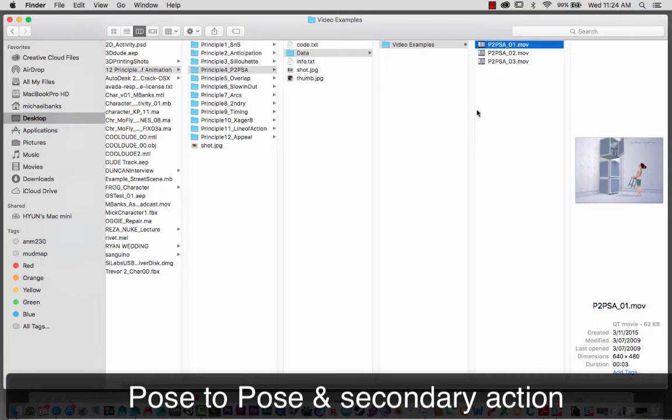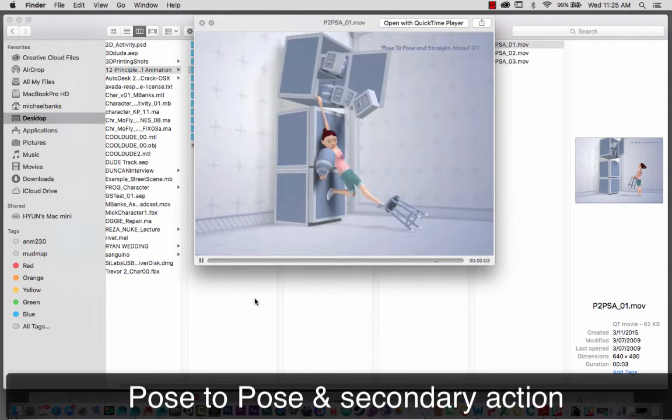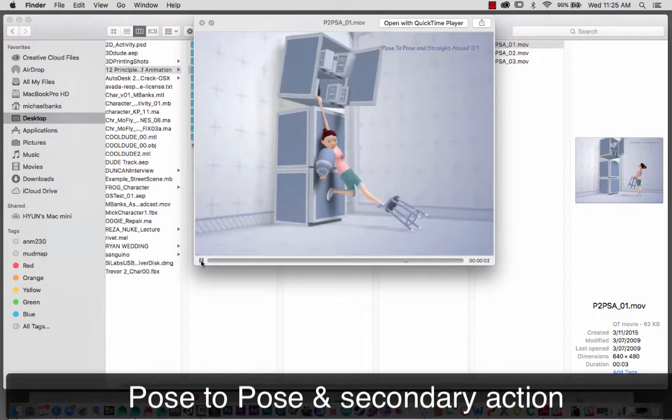Here's our blocking pass. Boom, boom, boom. Nice strong poses. Look at those strong poses. Play that again. Boom, boom, boom. So that's probably first pass. The animators were getting the timing correct here. Okay. Let's go to the next one.